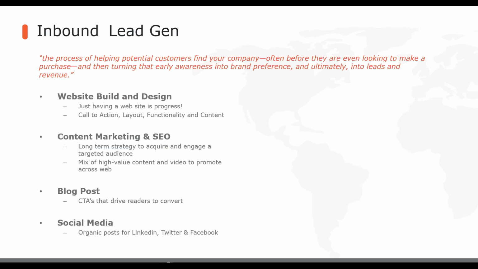Yeah, so inbound lead gen is the process of helping potential customers find your business. In other words, content marketing is just as important as direct response marketing. I think the two tie very well together, and it creates lead generation as a whole. Here are a few marketing channels utilized to create awareness for the brand. First, website build and design. The functionality and what you have on your website as far as content goes is very key.